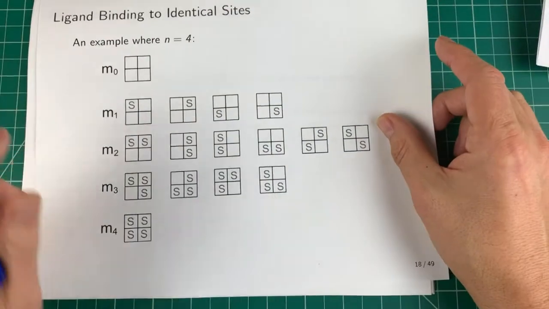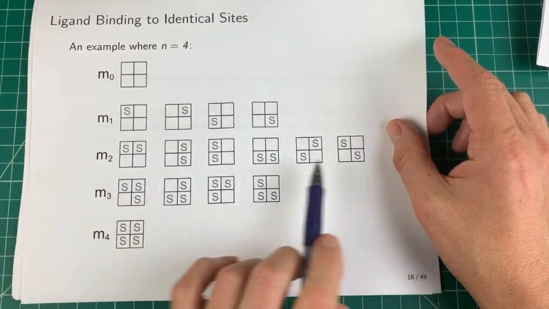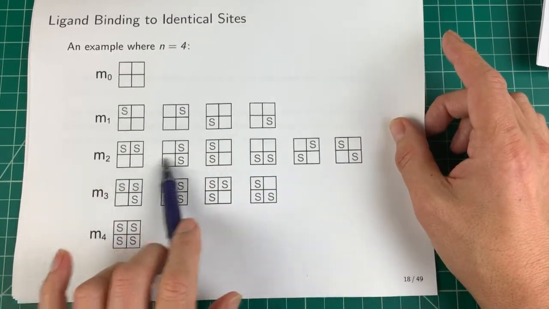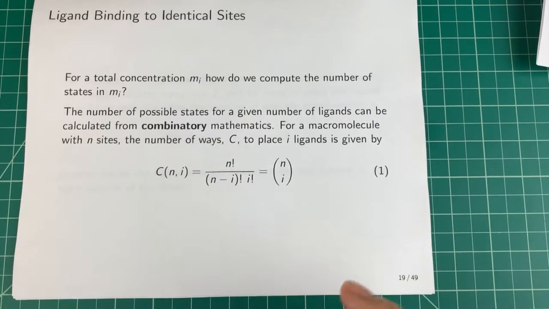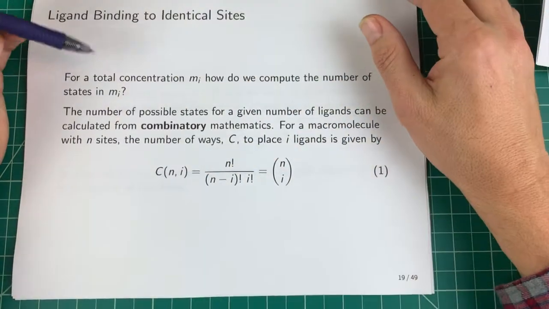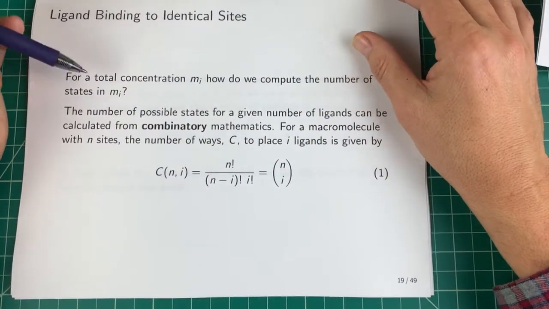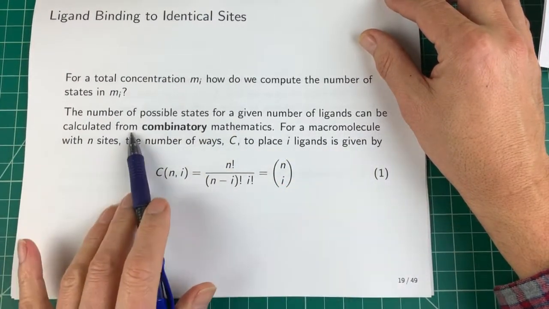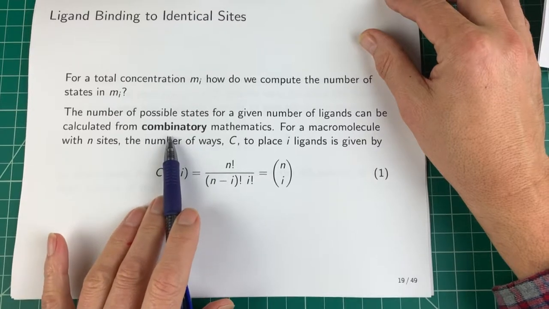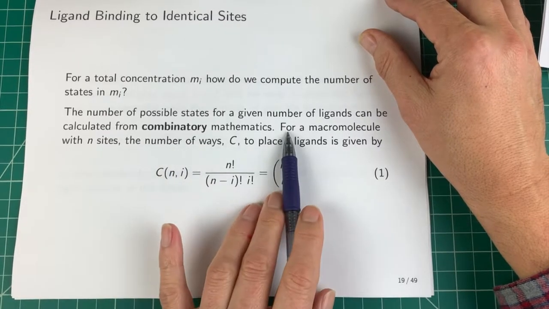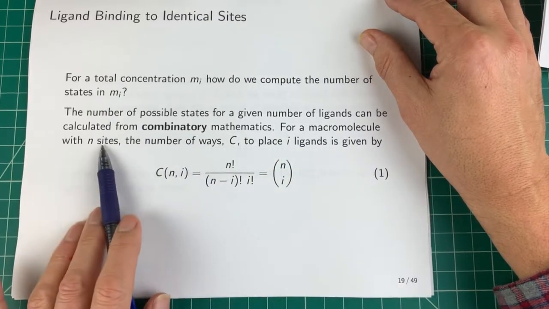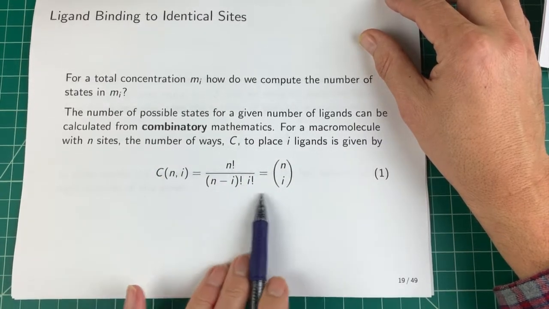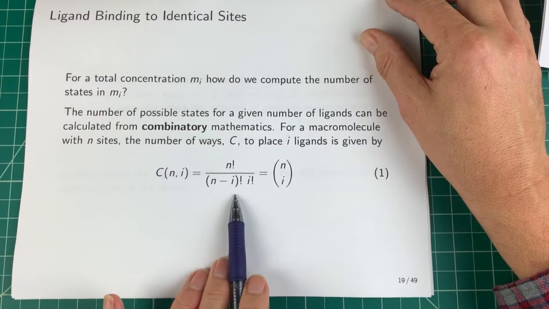One question to ask is, how can we compute this number? There's 4 here, there's 6 here, there's 4 here, and so on. How can we figure out that there's actually 6 here? Well, this comes down to some combinatorial mathematics. The number of possible states for a given number of ligands can be calculated using the combinations formula. For example, for a macromolecule with n sites, the number of ways C to place I ligands is given by the combination equation.